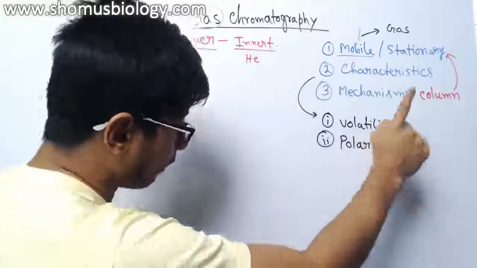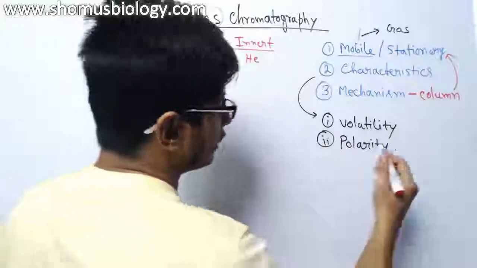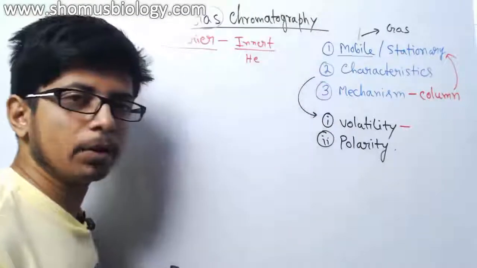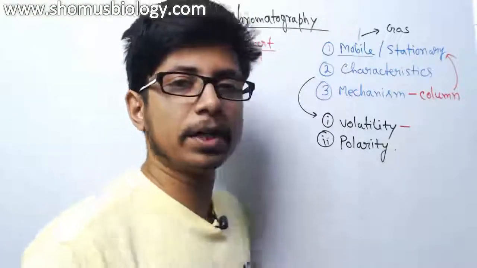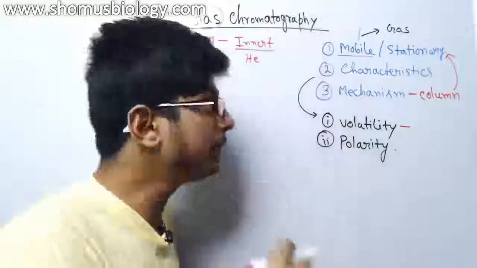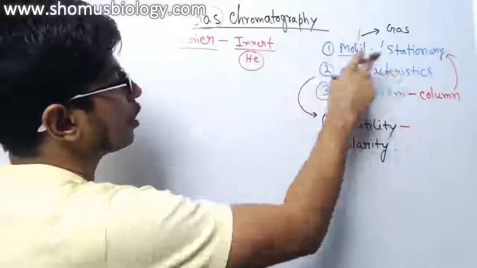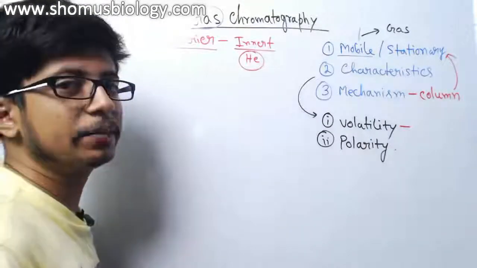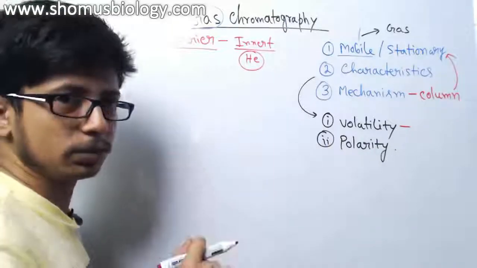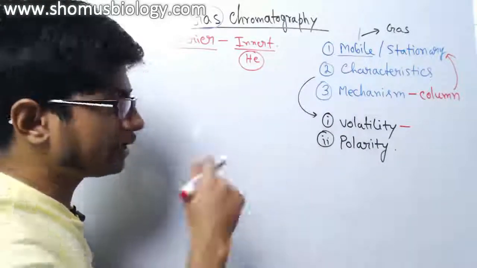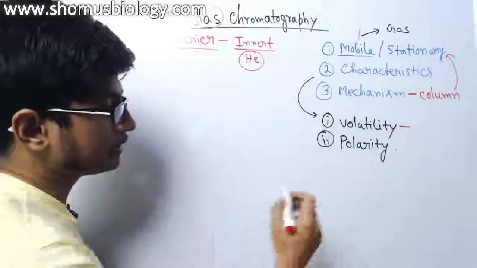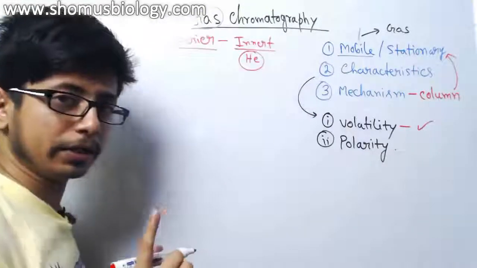And the volatile compound that we talk about here means if you heat this compound, it will give the vapor content of that molecule, and that vapor will be carried through this column with the help of this inert helium gas, or any other sort of gas that we use as a mobile phase, and then the detection will be done. So this is the prime feature that we are looking at here.